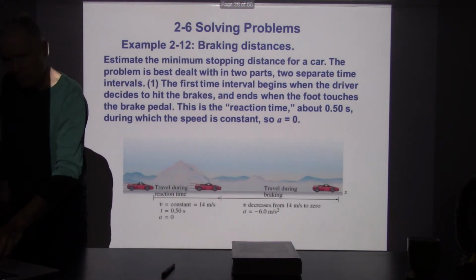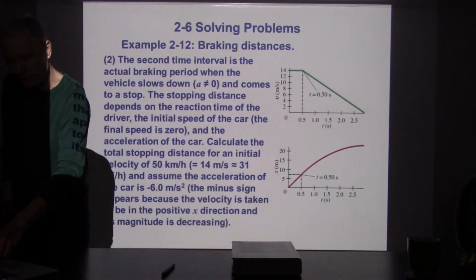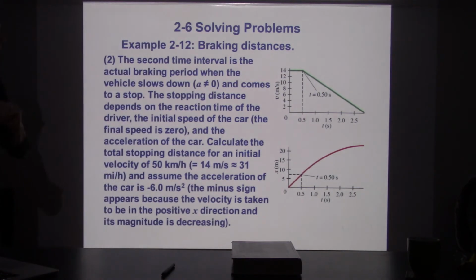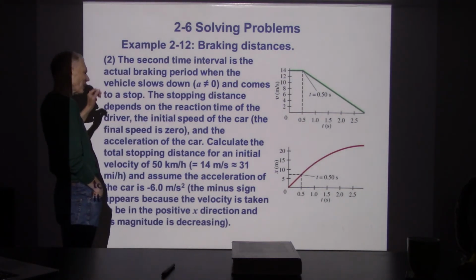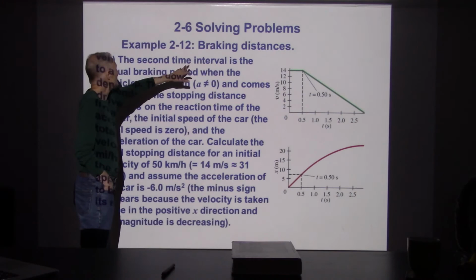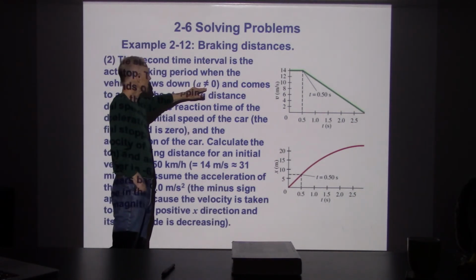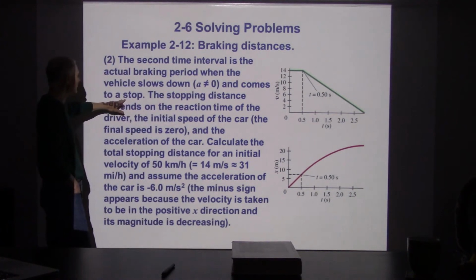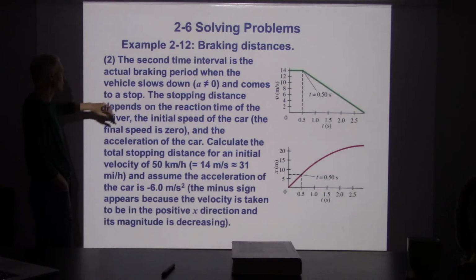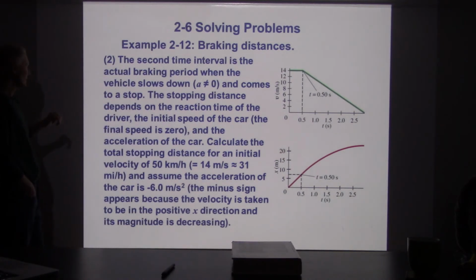Oh, I see. There's more. Aha, the second time interval. So during the second, that's a lot to read. The second time interval is the actual braking period. Now we're going to have an acceleration not equal to 0. We're going to have a slowing down, a deceleration. Stopping distance, initial speed of the car.